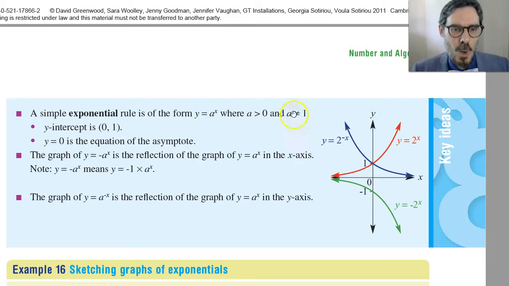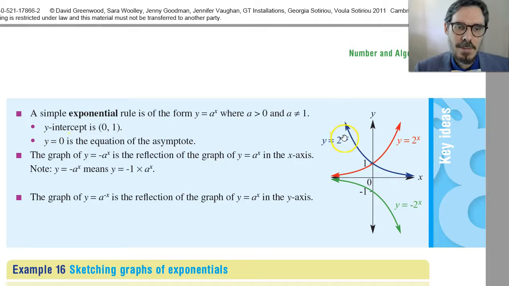When a equals 1, we just get a straight line because 1 to the power of x is always 1. When x is 0, it was really useless. We aren't that interested when a is 0 or 1. We're interested in other values. The y-intercept is always (0, 1), and the asymptote is the x-axis, y equals 0.